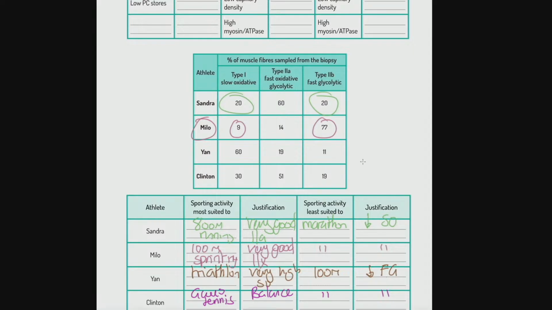And the other thing is he's not going to be suited to a 100-meter sprint because his fast glycolytic fibres are the lowest proportion. So that for me is a really useful activity to look at the actual application of these things like aerobic capacity, anaerobic capacity, contractile force, contractile speed. Hope that helps.